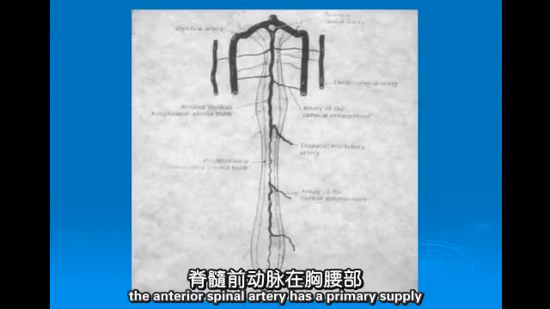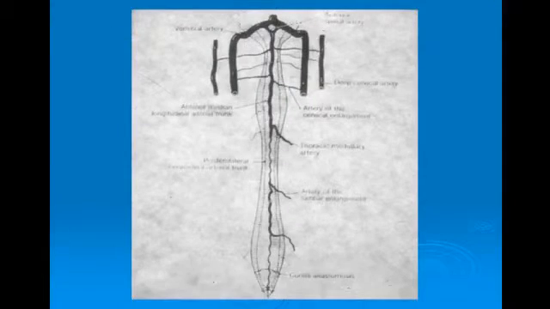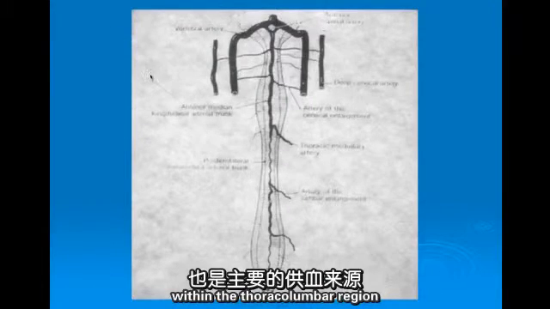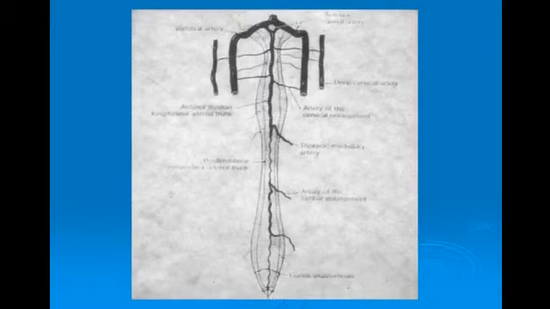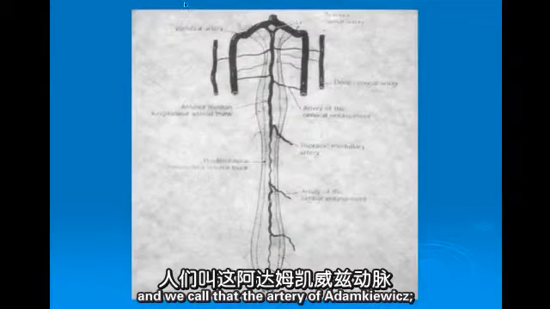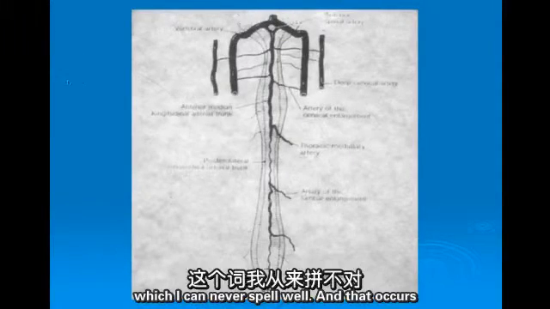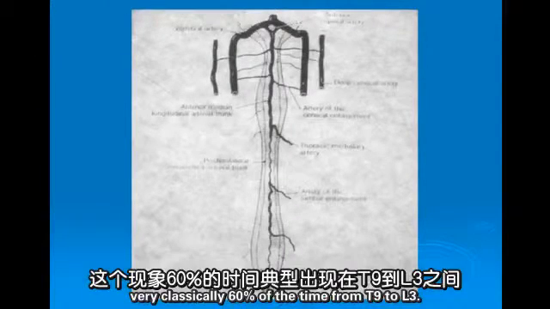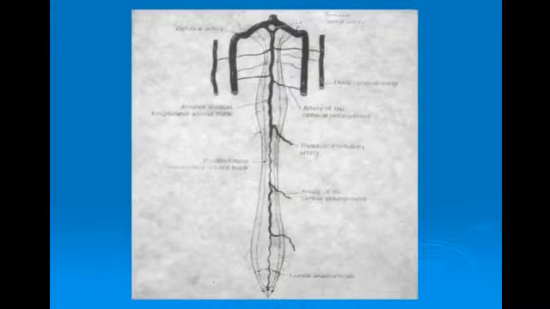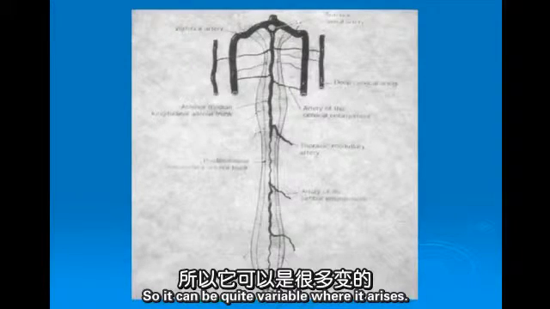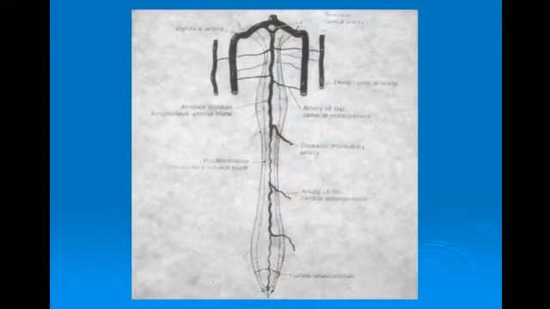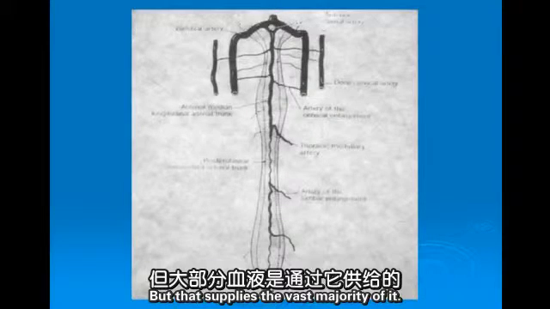So the anterior spinal artery has a primary supply within the thoracolumbar region, and we call that the artery of Adamkiewicz, which I can never spell well. And that occurs very classically 60% of the time from T9 to L3. So it can be quite variable where it arises. But that supplies the vast majority of it.